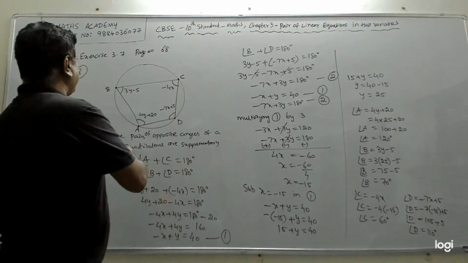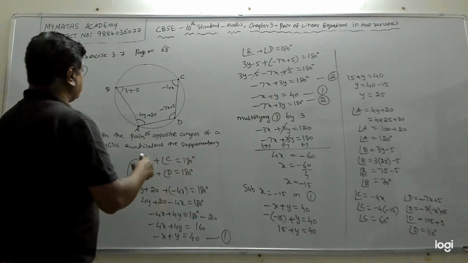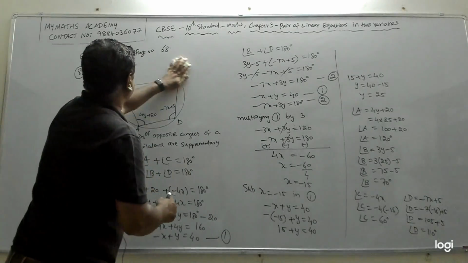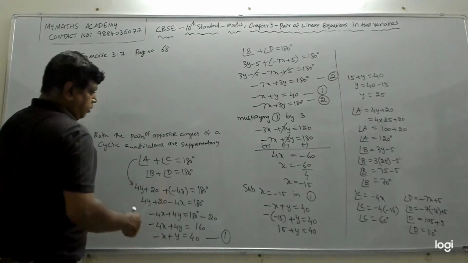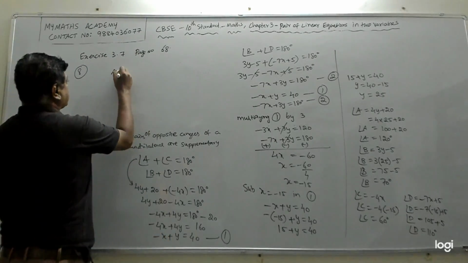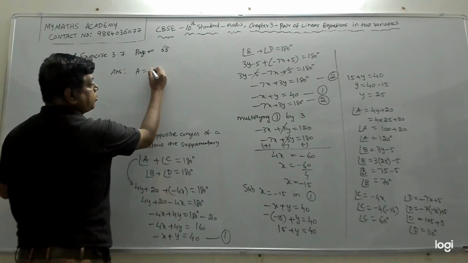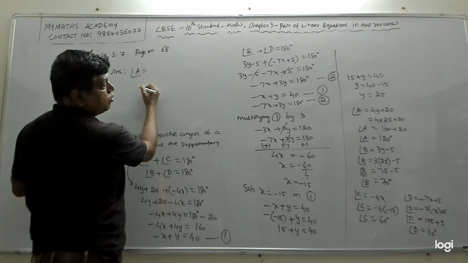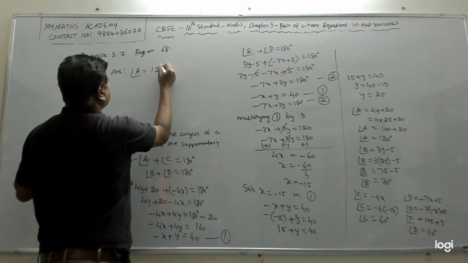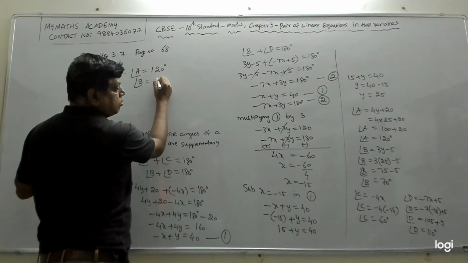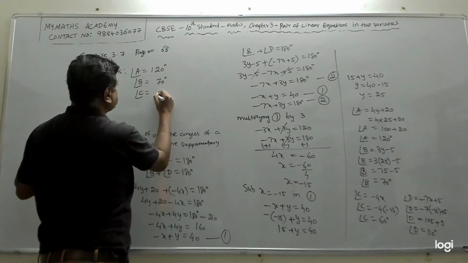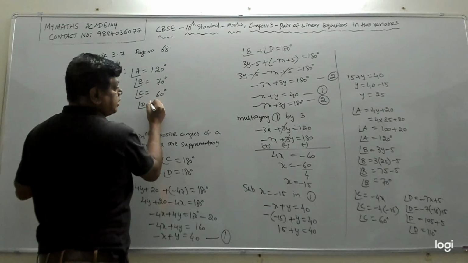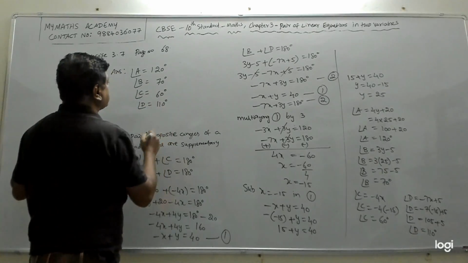So we should take the answer and write it here. I'll erase this diagram. Fine. So therefore the answer is, you write like this: angle A equal to 120 degrees, angle B equal to 70 degrees, angle C equal to 60 degrees, angle D equal to 110 degrees.